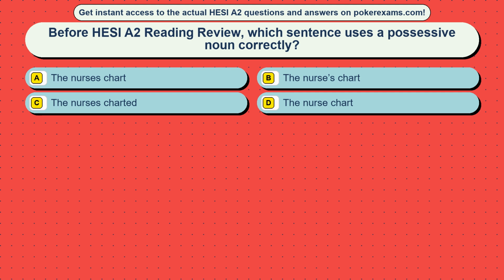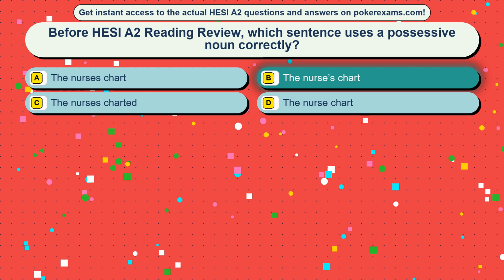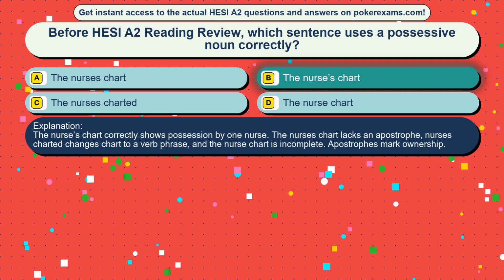Question 5. Before HESI A2 Reading Review, which sentence uses a possessive noun correctly? Option A, the nurses chart. Option B, the nurse's chart. Option C, the nurse is charted. Option D, the nurse chart. The correct answer is option B, the nurse's chart. The nurse's chart correctly shows possession by one nurse. The nurses chart lacks an apostrophe. Nurse is charted changes chart to a verb phrase, and the nurse chart is incomplete. Apostrophes mark ownership.